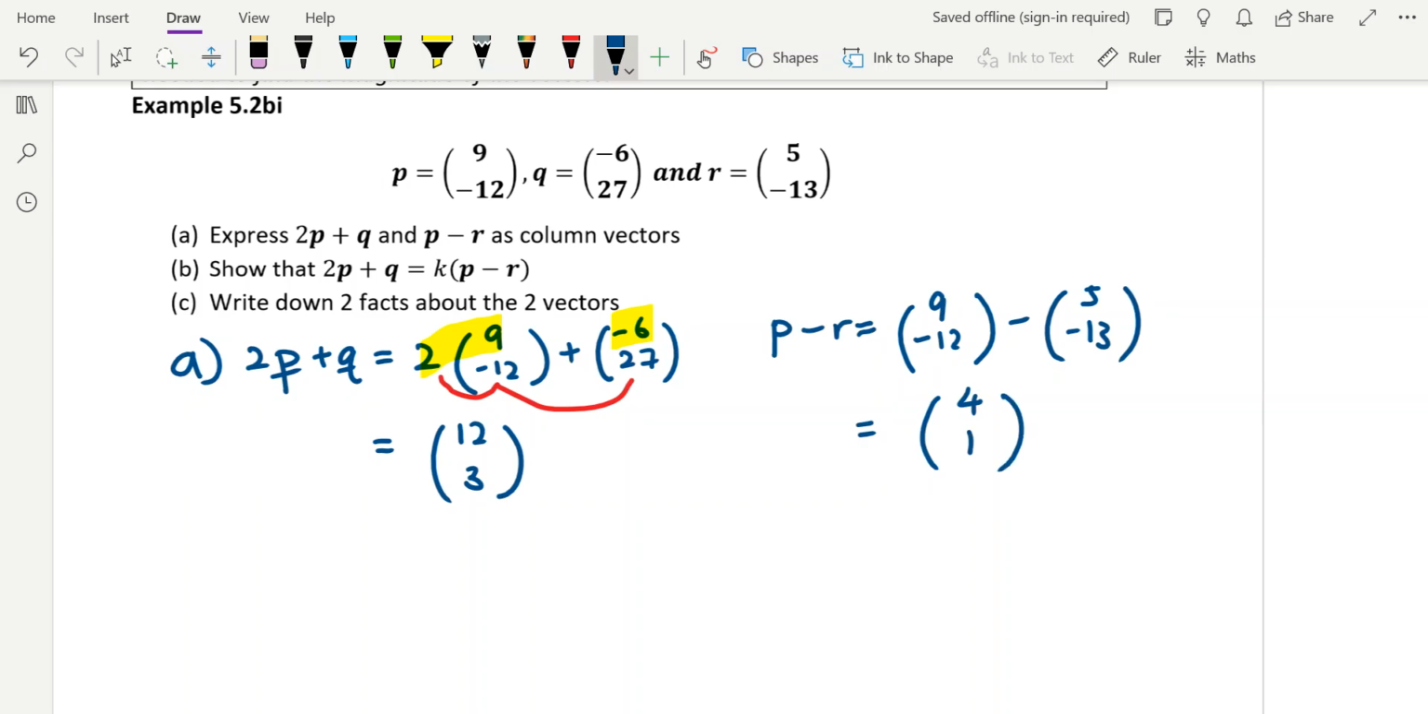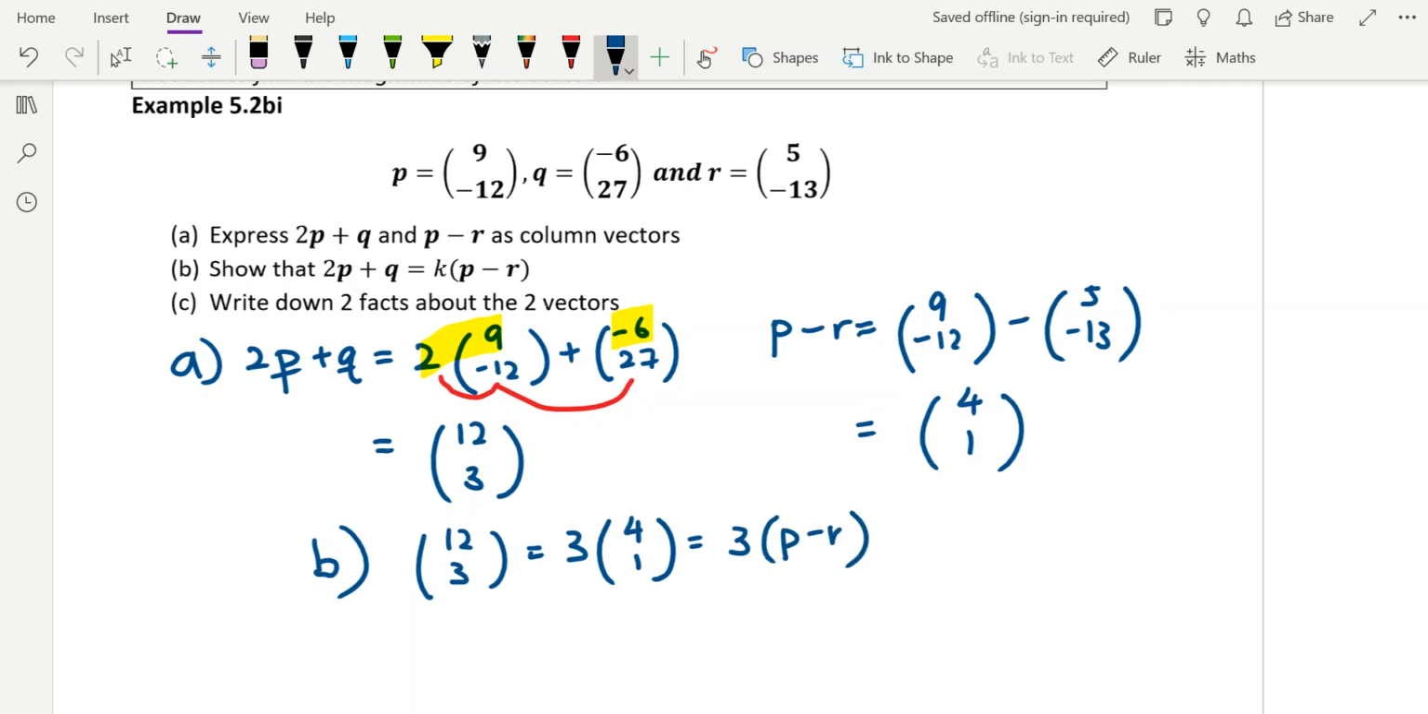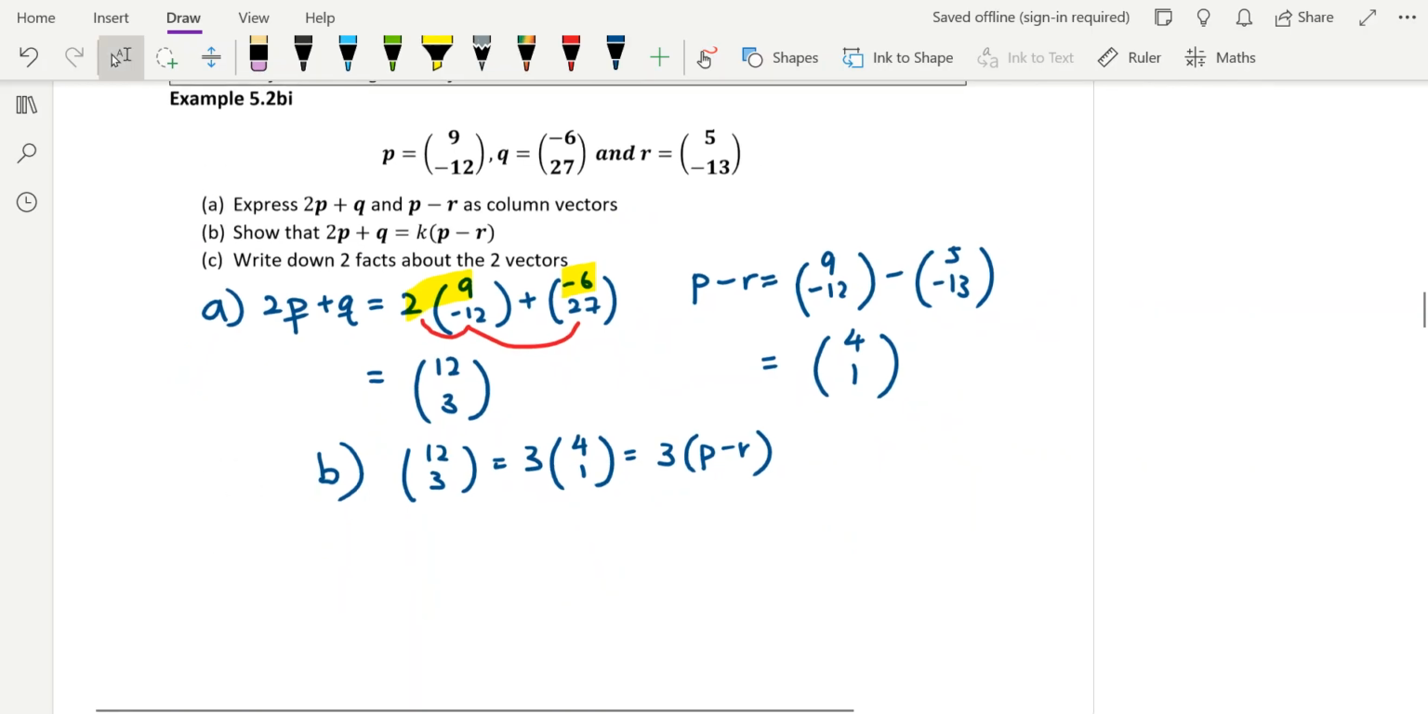So B is actually a leading step. They ask you to show that the first vector can be K times the second vector. So (12, 3) is equal to 3 times (4, 1), which is equal to 3 times p minus r. Which means 2p plus q is equal to 3 times p minus r. And what are the two facts?